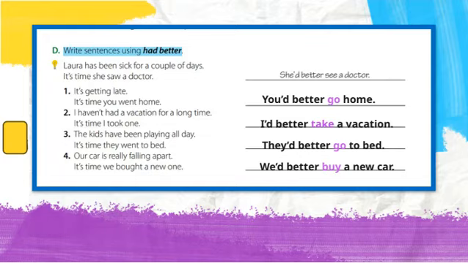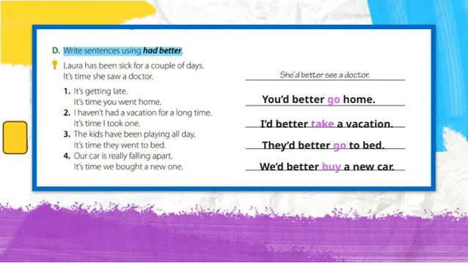So in this slide, we're looking at some common ways to give advice or make suggestions using had better. For example, we'd better buy a new car suggests that maybe our current car is no longer reliable or efficient, and it's time for an upgrade. Similarly, they'd better go to bed implies that someone might be staying up too late and should get some rest.